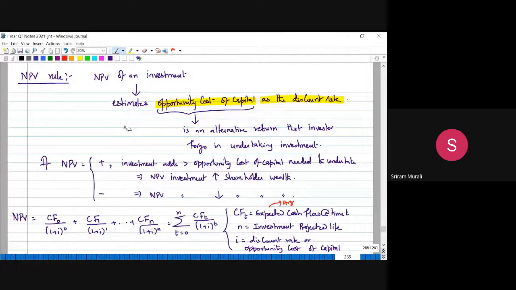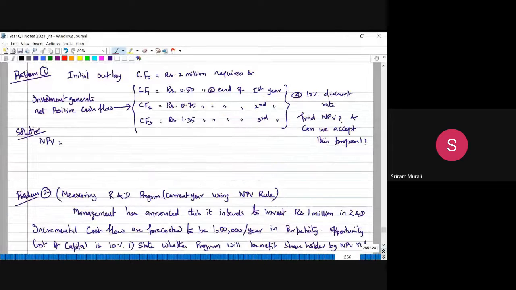So it is an alternate return rate that investors forgo in undertaking an investment. It is just a simple example like that. If you start an industry, you just see whether I use it or not, I have to pay for it. So that is corporate culture.